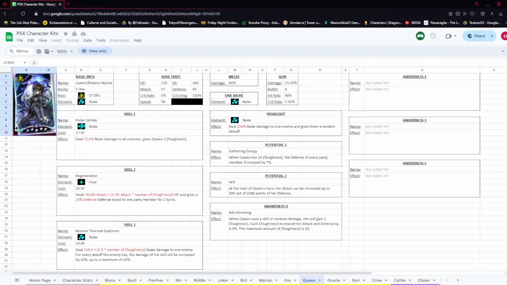And then, of course, on her potentials too, at the start of Queen's turn, her attack is increased up to 500 out of 1,000 points of her defense. So the more defense you do got, the better a little bit, but you really want to focus on also having that attack in there. So it would be kind of interesting to see how her card set's going to be. I do think she's going to be a little bit only still nuke damage related. So you're going to have the nuke damage set on her, of course, with maybe a little bit of attack substats and some defense substats. Still kind of half and half on that, but you definitely want to have some defense on her because she does need to tank a decent bit while also being able to convert that defense into some attack stats.